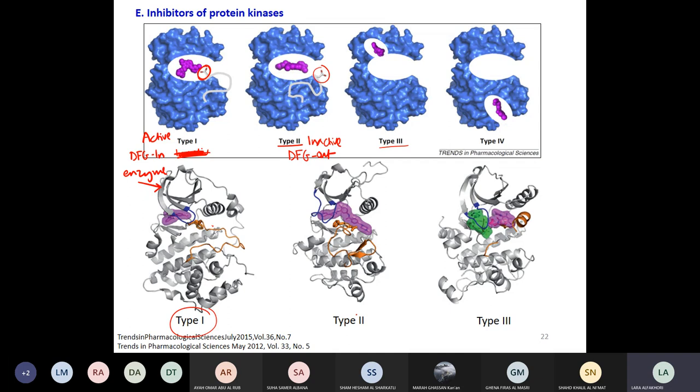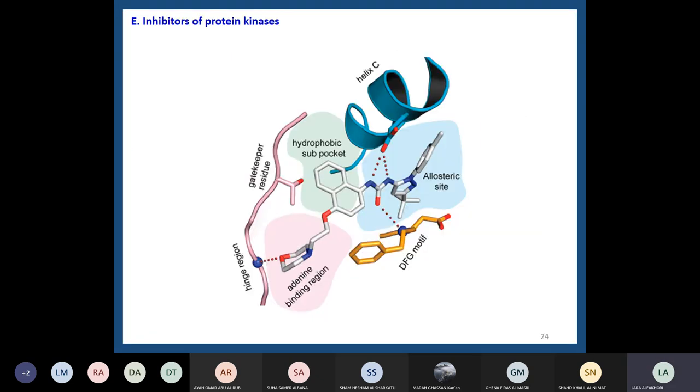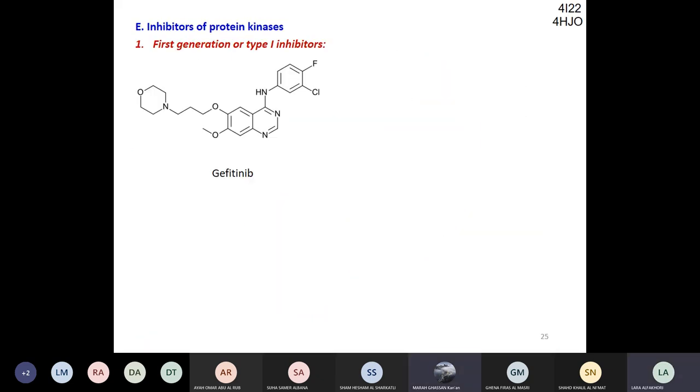Which is usually bigger, structure-wise? Type 1 or type 2 inhibitors? Type 2. Okay? Let me skip this one. Doctor, let's move directly to talking about type 1 versus type 2. Okay? So you can distinguish, when we say type 1 inhibitor, such as for instance this one.